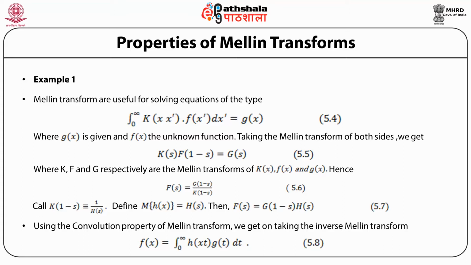And now, using the convolution property of Mellin transforms, we can take the inverse Mellin transform of this equation and we obtain f(x) equal to an integral from 0 to infinity of h(x t) g(t) dt. Notice that we have solved the equation for f(x) because the functions g and h are given. So all we have to do is to integrate it. So the equation is solved.